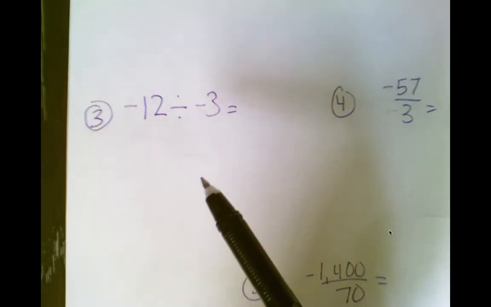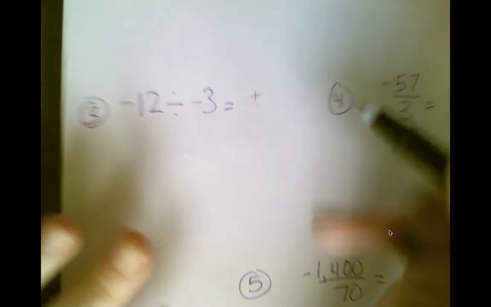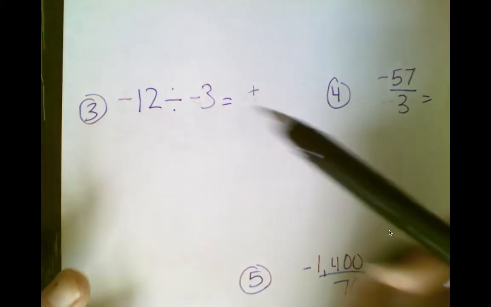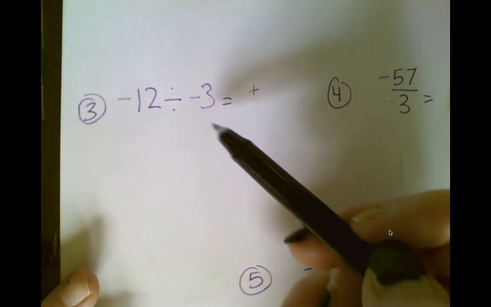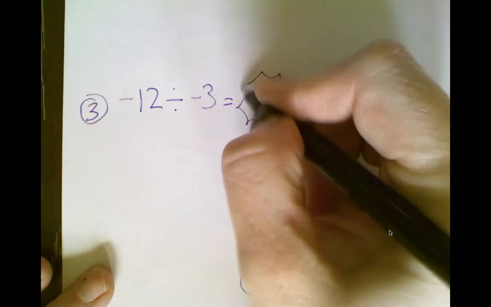Okay, here, same thing. We got two of the same signs, so our answer is going to be positive. Remember, same signs, the answer stays positive. So 12 divided by 3. What number times 3 equals 12 is 4. And it's positive because of the same signs.